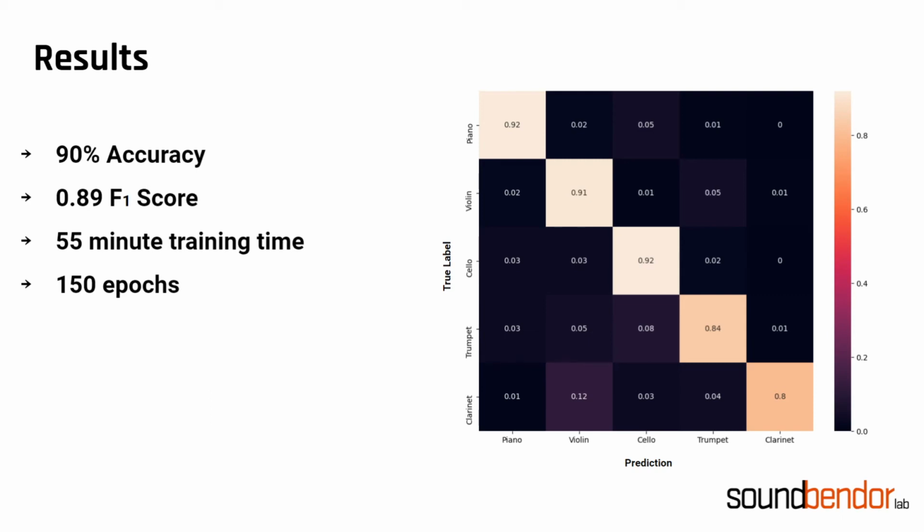Reading the confusion matrix shown here, we can see the results of the test data on the model, showing the true label on the vertical axis and the predicted label on the horizontal axis. It can be seen that the majority of the confusion happened with the trumpet and clarinet, whereas piano, violin, and cello all trained relatively well.